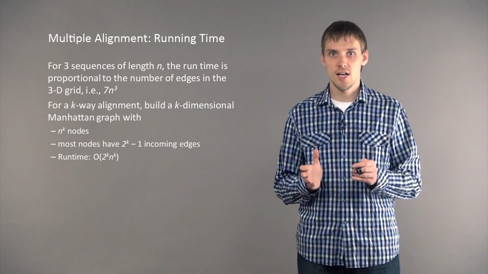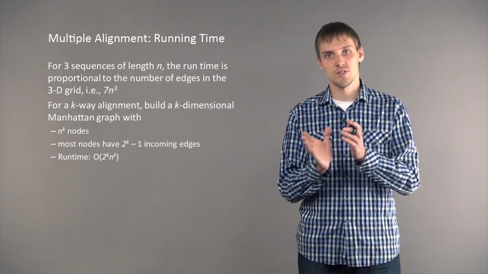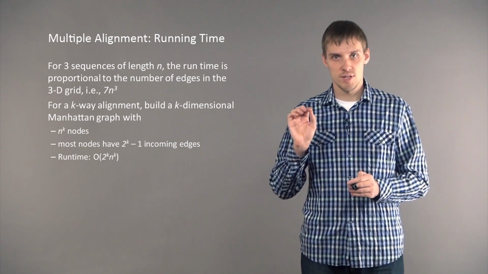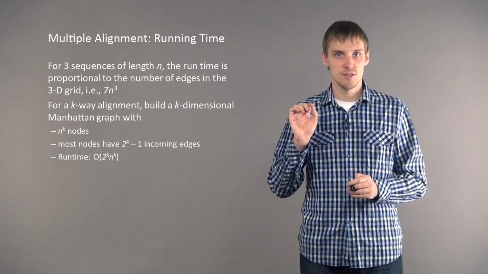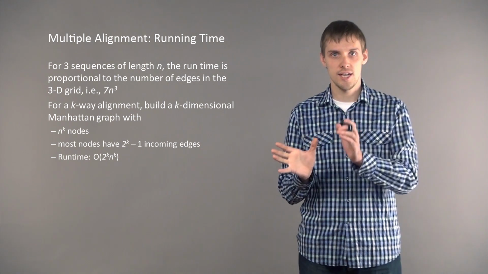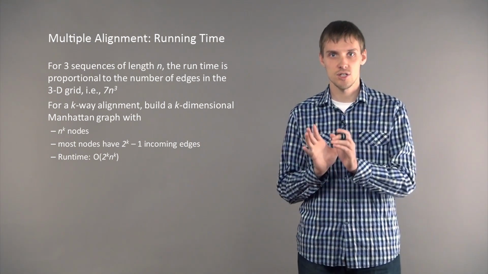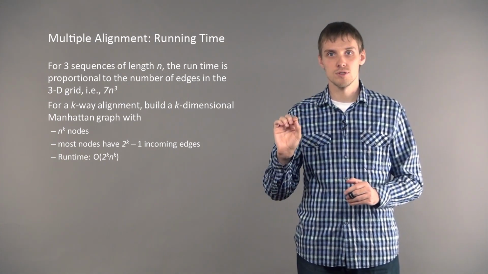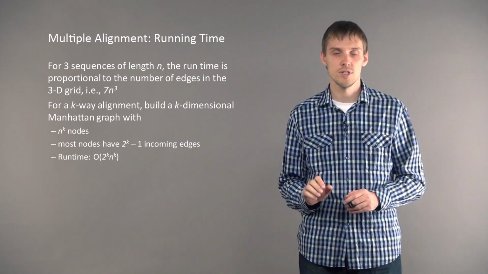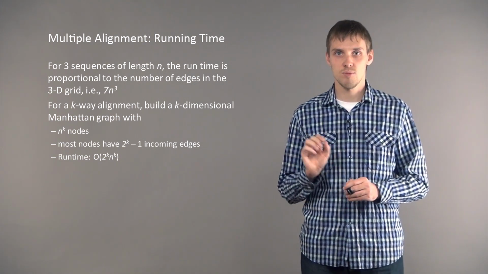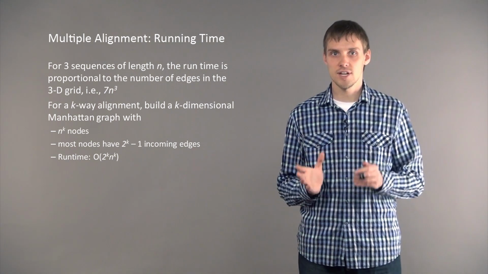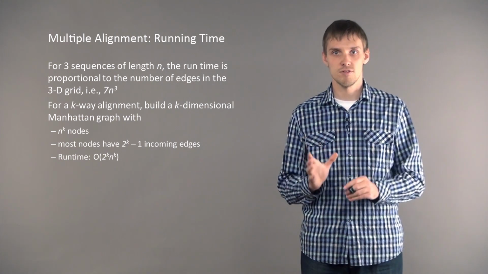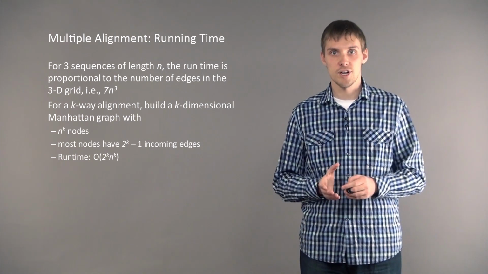So for k-way alignment, where you want to find alignment between k sequences, we build a k-dimensional Manhattan graph with n to the power of k nodes, because it's a k-dimensional cube or k-dimensional rectangle. And most nodes, except the border ones, will have 2 to the power of k minus 1 incoming edges. So overall runtime is proportional to 2 to the power of k times n to the power of k. And this is very large.